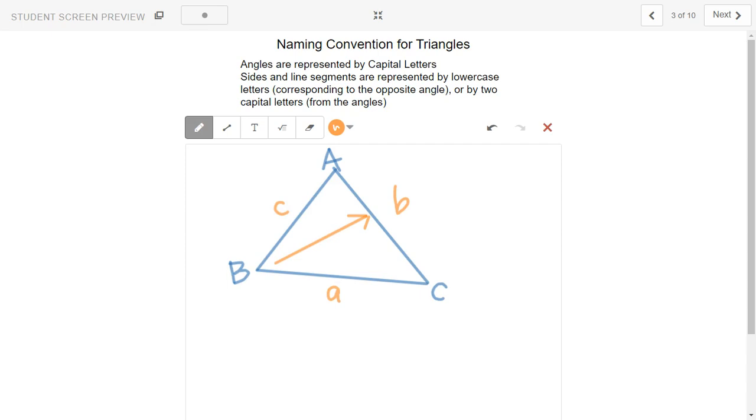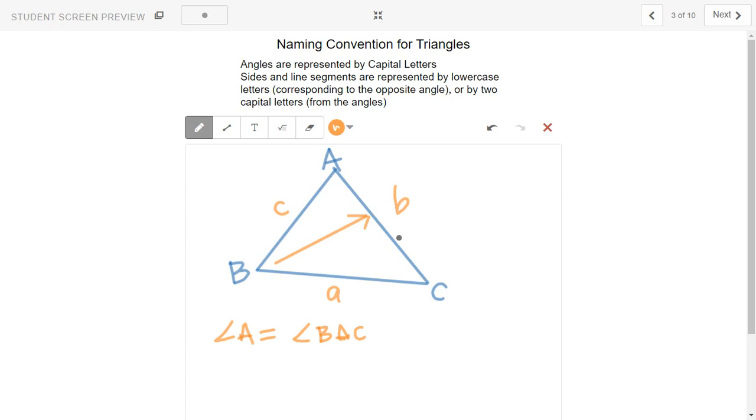That's one way we can name our sides and angles. Another way is to use the actual angle that it's created. So let's say I'm talking about angle A, and I use this little symbol for angle. I could also say this is equivalent to angle BAC. And what it's saying is we're going to start at B, goes to A, and ends at C. And that creates my angle A here.